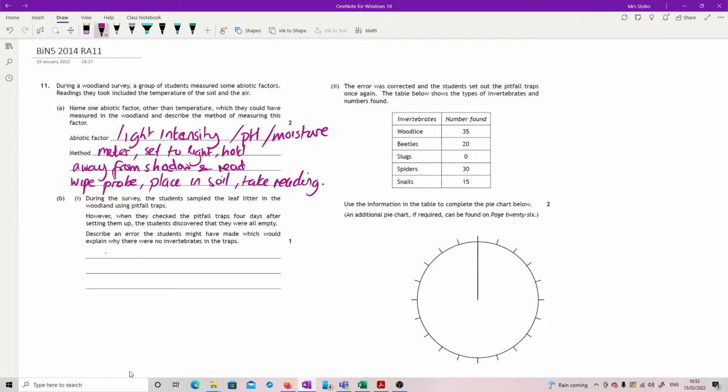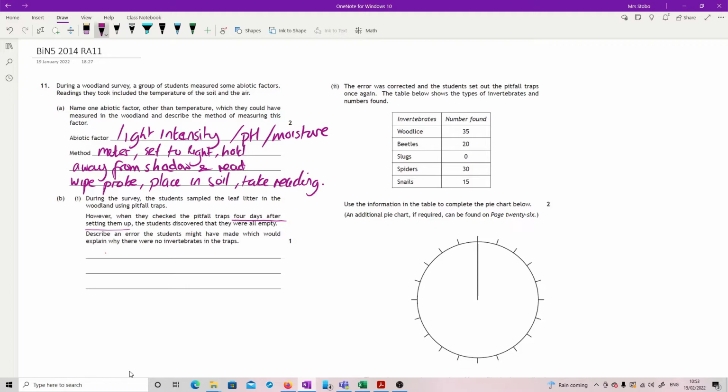Okay. During the survey, the students sampled the leaf litter in the woodland using pitfall traps. However, when they checked the pitfall traps 4 days after setting them up, the students discovered they were all empty. Describe an error the student might have made which would explain why there were no vertebrates in the trap. Okay, so the only thing they've told you is that they checked them 4 days after. Now that could be an error. Okay, if they left them for 4 days, then basically stuff in it might have escaped, or it might have been raided by something bigger, or like a bird or something like that.